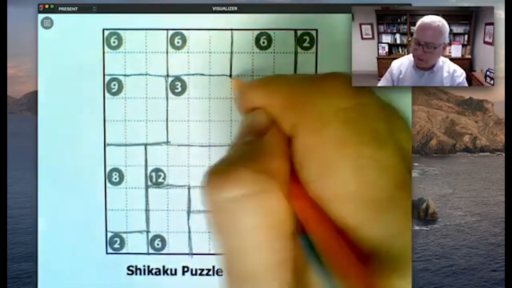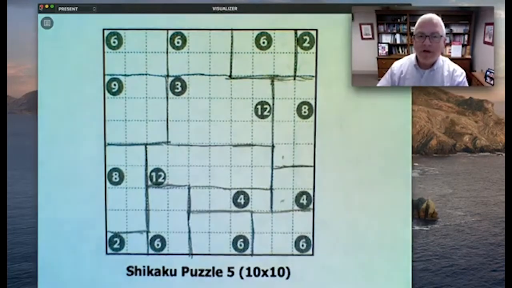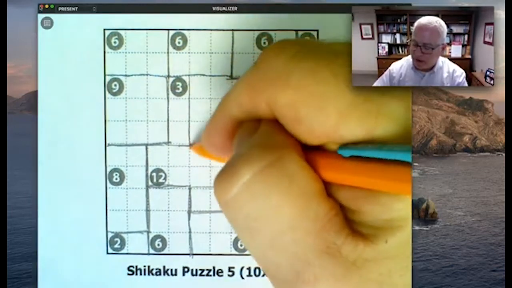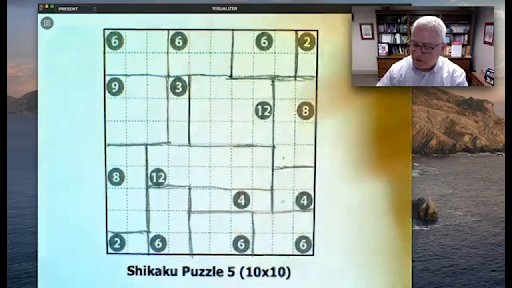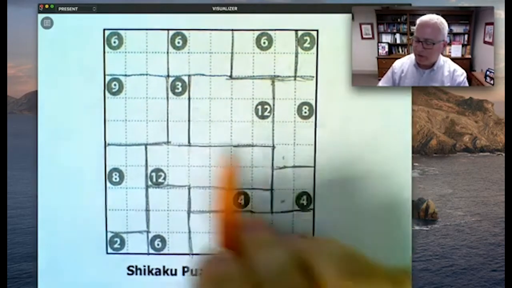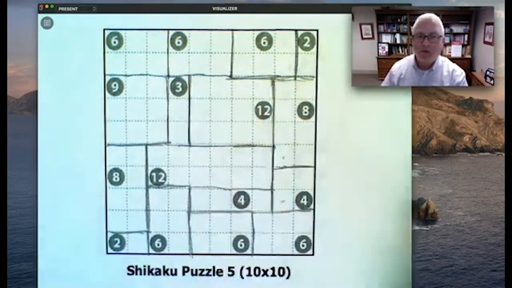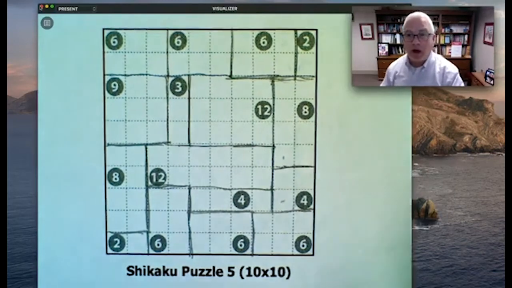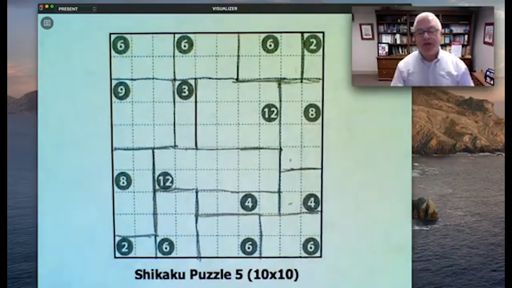This 6 is another one of my 3 by 2 rectangles. Fills in quite nicely there. I'm left with a 3 and a 12. Once I take a look at that, the only way I could do that is to have a vertical 1 by 3 for the 3 and another rectangle with an area of 12, but this one being a 4 by 3. So here's an example of one Shikaku puzzle solution.